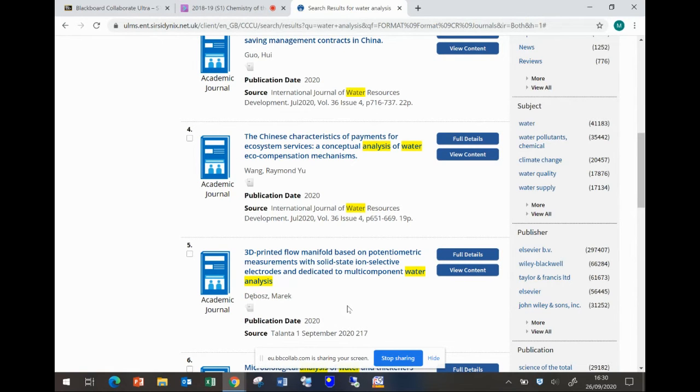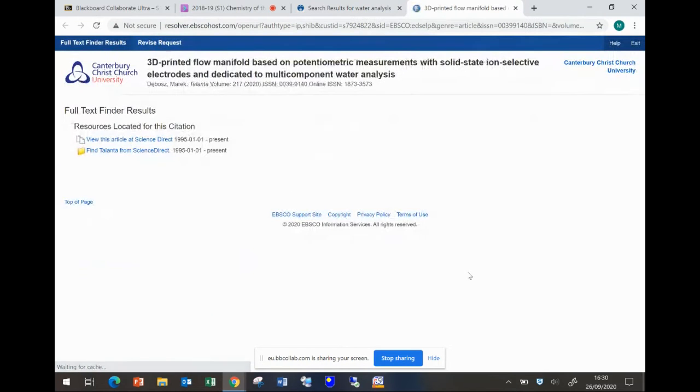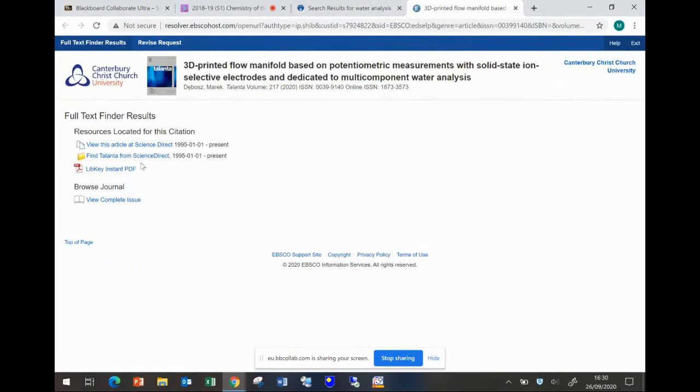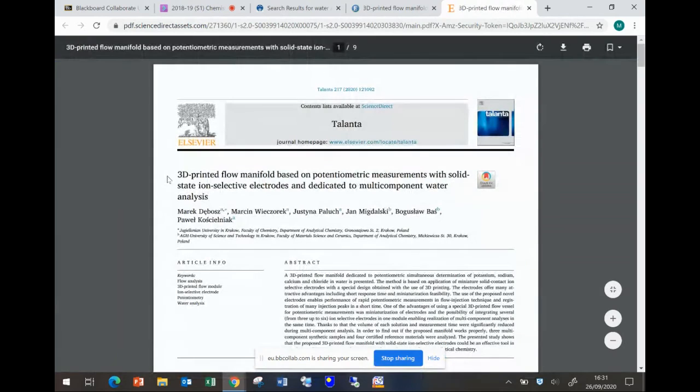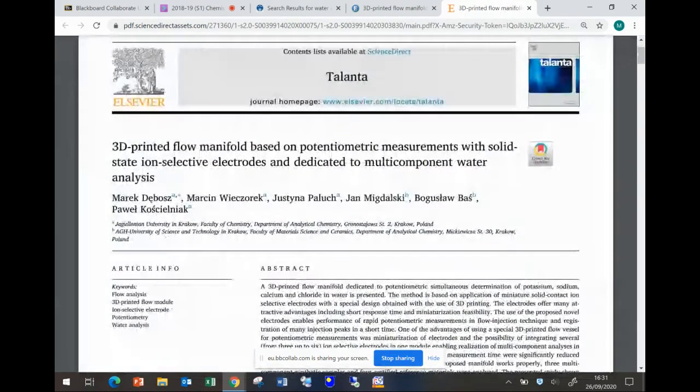3D printed flow manifold, that sounds complicated. Potentiometric measurements, I don't know. It does sound a bit complicated. I will have a little look at the abstract and see what I can find. It sends me around to, let's see if it lets me see, or if it downloads the... I doubt it's useful, but because I have just started, I'm going to give it a go. See what it is. So what does it tell me?